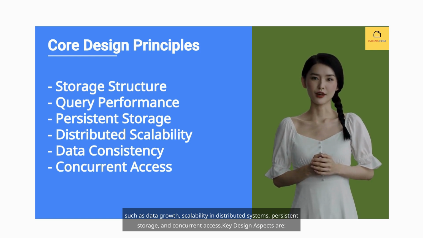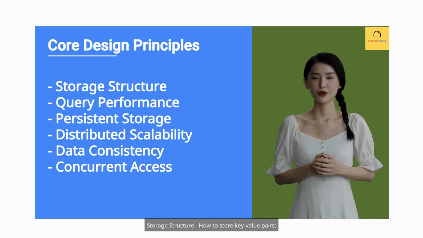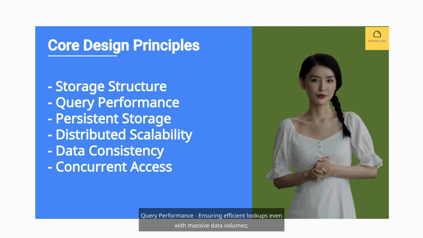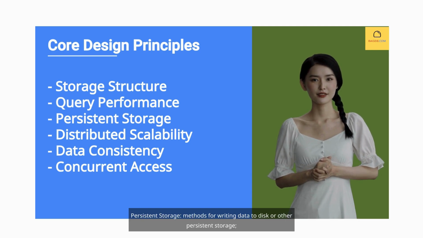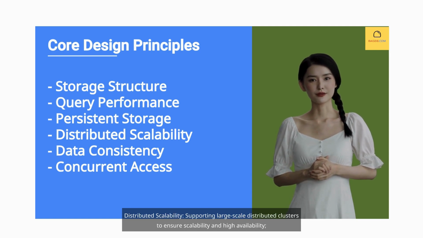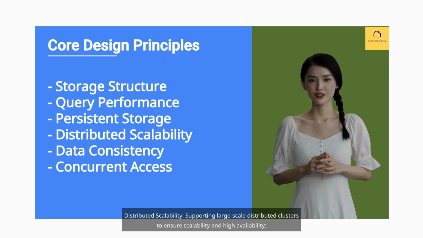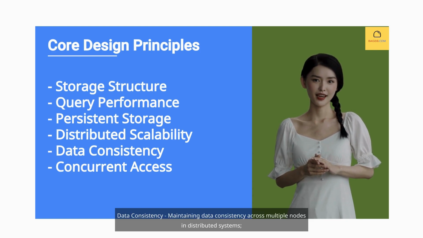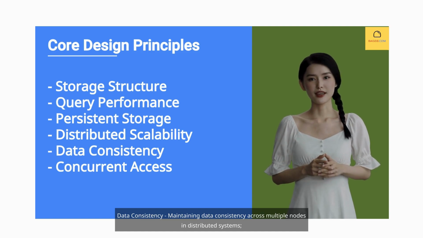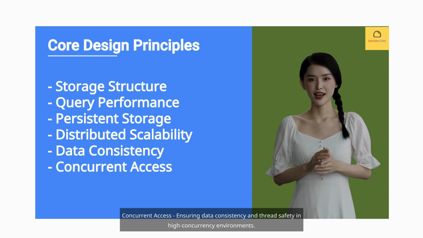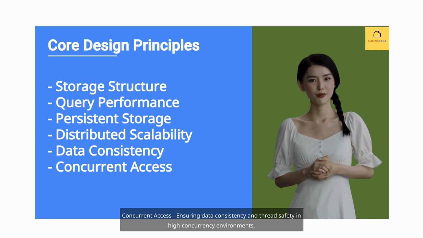Key design aspects are storage structure, how to store key-value pairs, query performance, ensuring efficient lookups even with massive data volumes, persistent storage, methods for writing data to disk or other persistent storage, distributed scalability, supporting large-scale distributed clusters to ensure scalability and high availability, data consistency, maintaining data consistency across multiple nodes in distributed systems. Concurrent access, ensuring data consistency and thread safety in high concurrency environments.